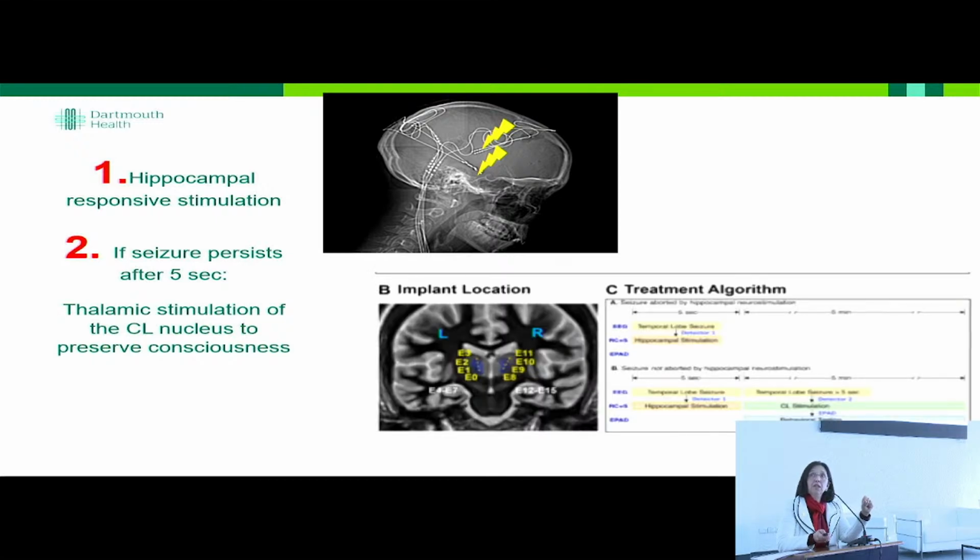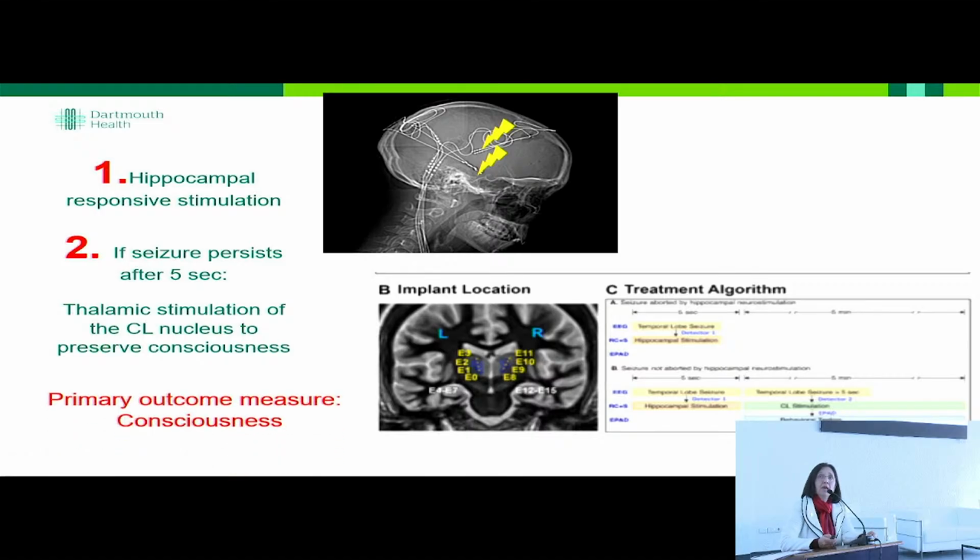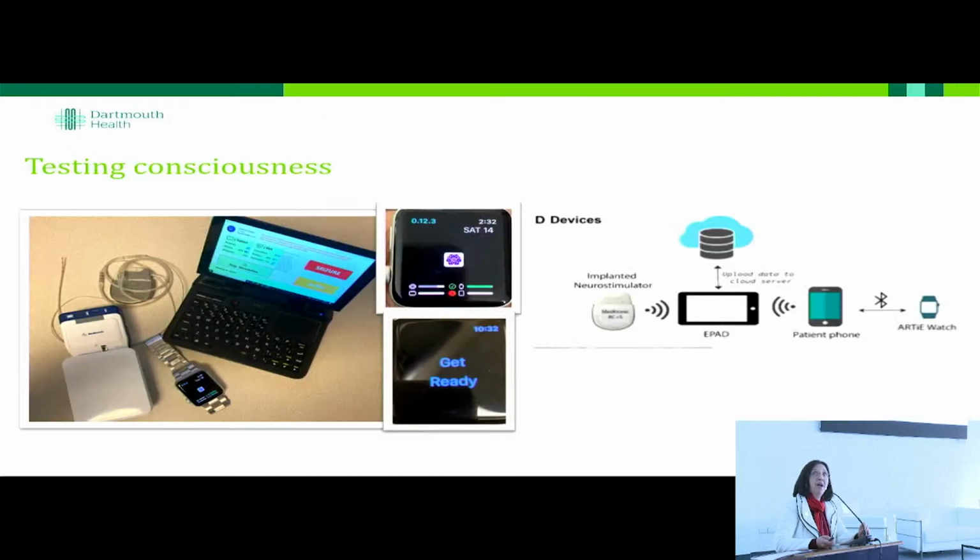And here you see the implant locations. If the seizure was stopped, we would just do hippocampal stimulation. If it didn't stop after 5 minutes, then we would trigger the CL stimulus. Our primary outcome was not seizure frequency or how many seizures you had. Our primary outcome was whether you would lose consciousness or not during a seizure. How did we measure this?